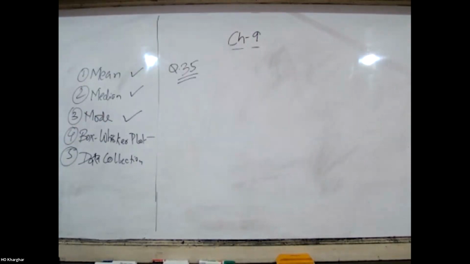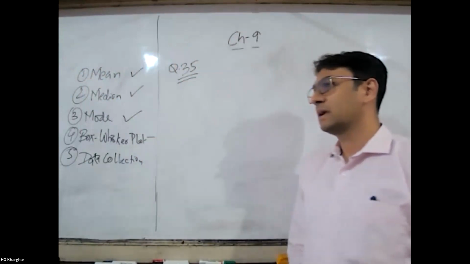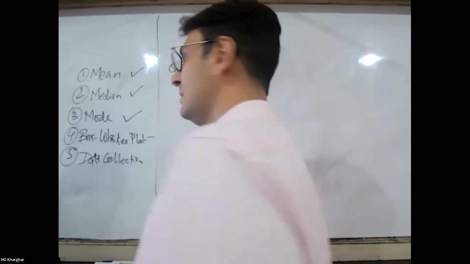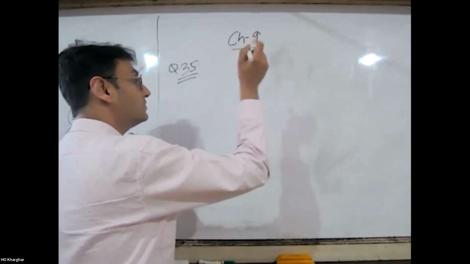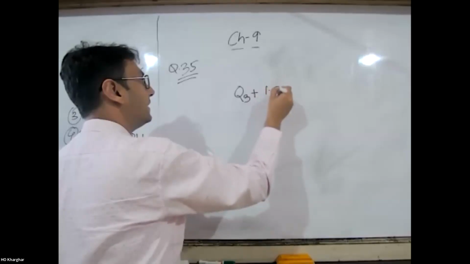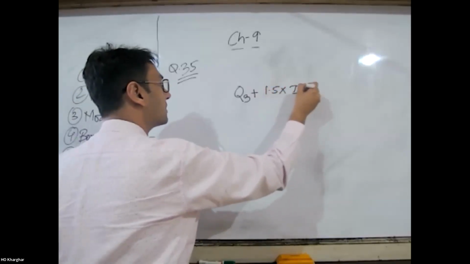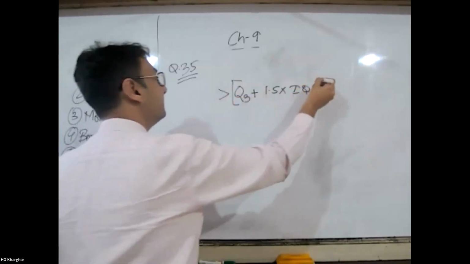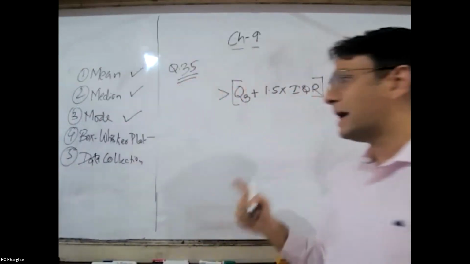How many high outliers are there in the data set? So don't you use that formula, the upper quartile plus 1.5 times the interquartile range? Correct. Any value greater than this value is an outlier.